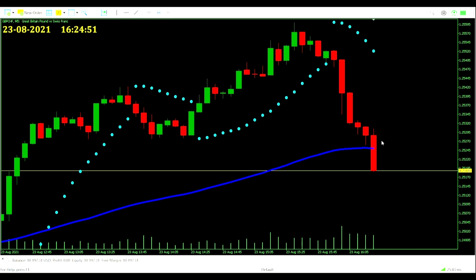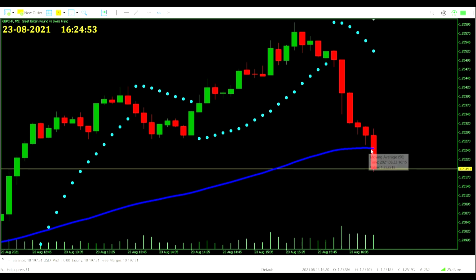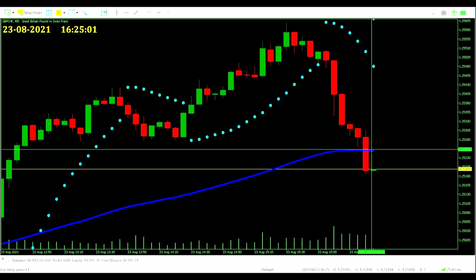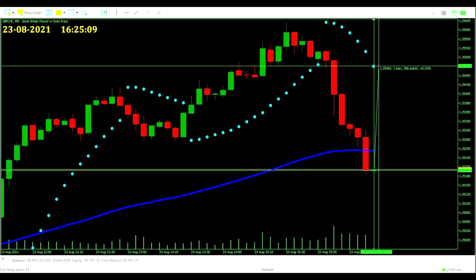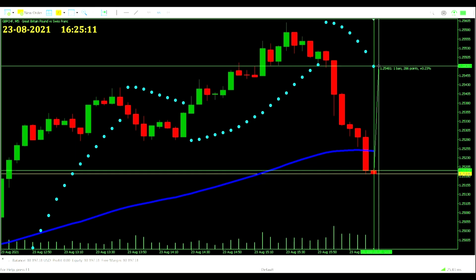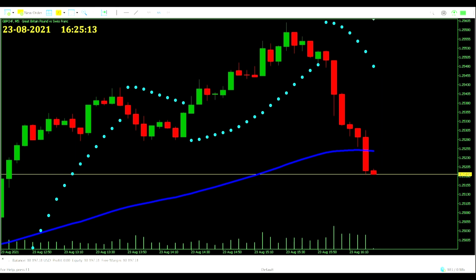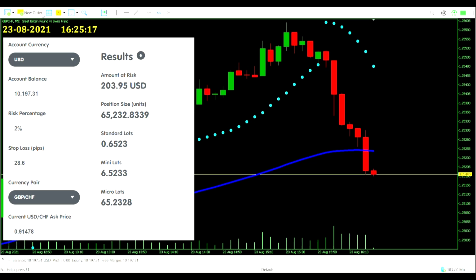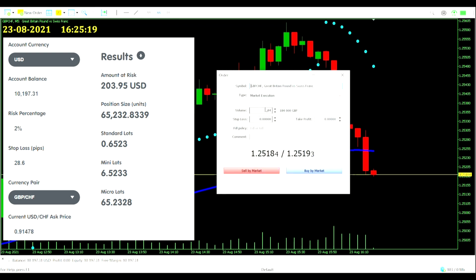Price has been selling off at such a heavy rate here that we're actually getting a sell signal as the EMA is about to close downwards. So we're looking at it now. It just rolls over and closes. That is quite a way between our price and our stop loss where that'll be. So we're looking at 28.6 pips. That is our risk calculated on screen now. Let's get into this sell trade.